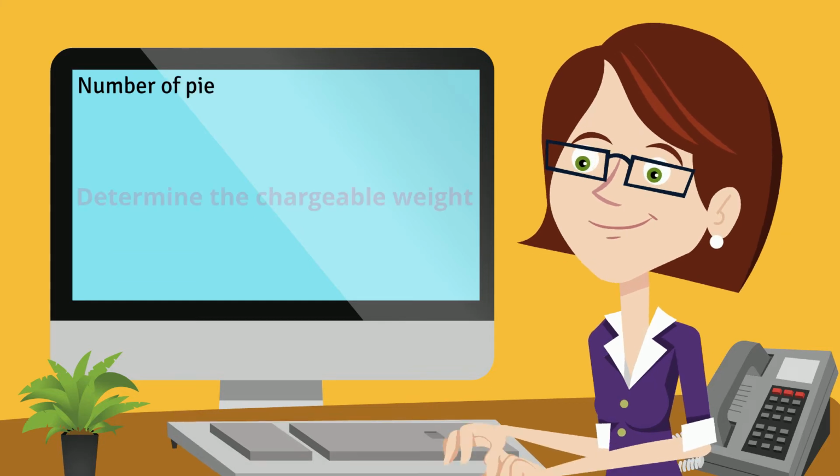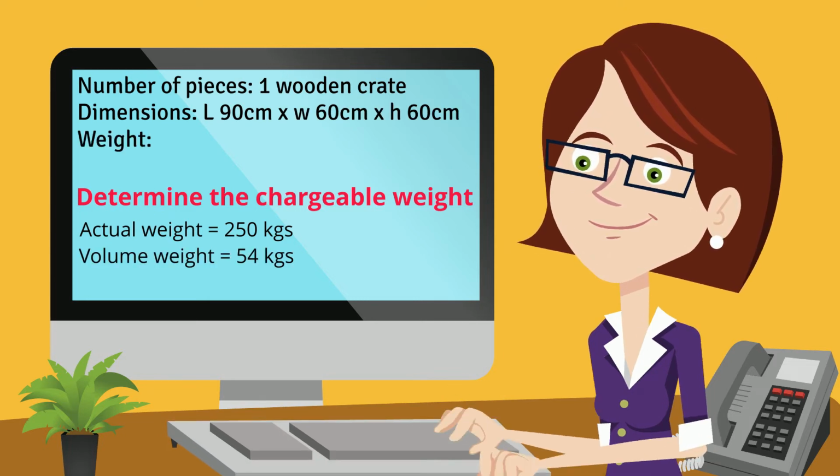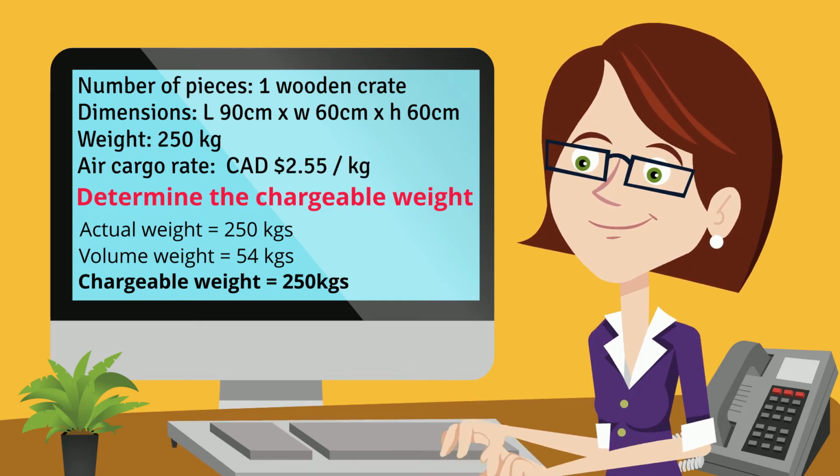Now that you have the actual weight and the volume weight, you can determine the chargeable weight. The actual weight of the shipment is 250 kilos. The volume weight is 54 kilos. That makes the chargeable weight 250 kilos.